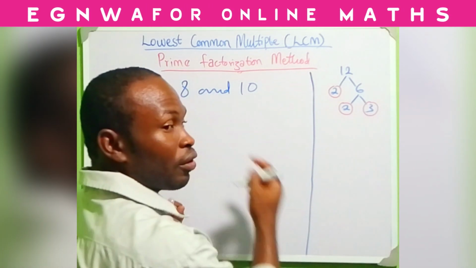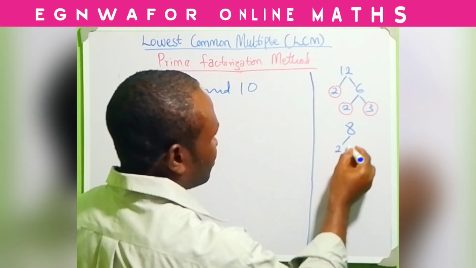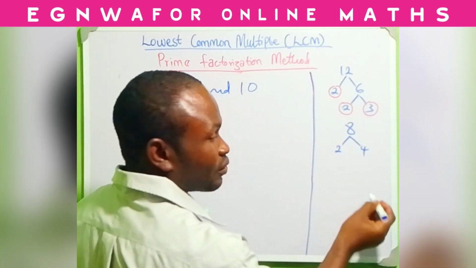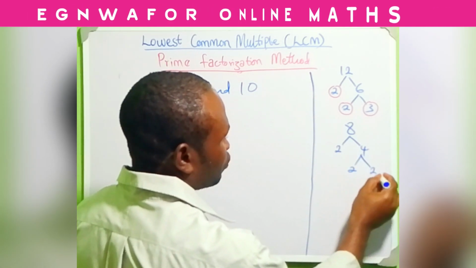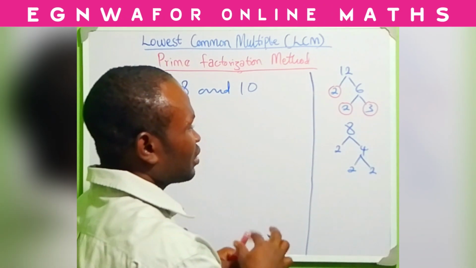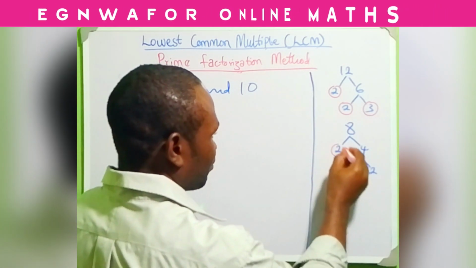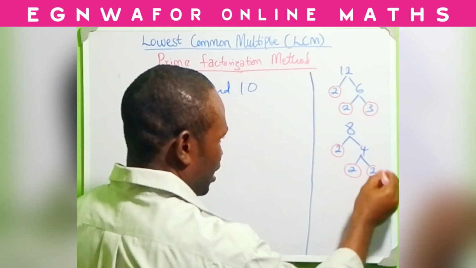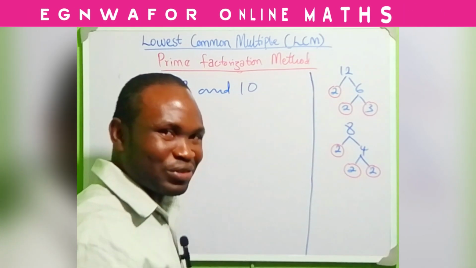We go again for 8. We get our 8 here. 2 go fit divide 8. How many times? 4 times. We still get 2 here. 2 go fit divide 4. How many times? 2 times. So once we don't reach like this, we don't reach prime number, we no fit divide again. So we have 2, 2, another 2. Shebi you dey follow abi? You don't get a number, I trust you.